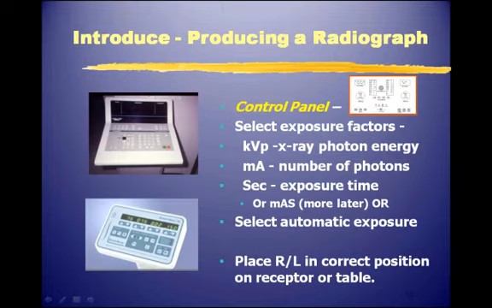The control panel is where you select your exposure factors. The kVp, remember, controls the energy of the photons as they leave the tube. The mA controls the number of photons, and the time is in seconds or milliseconds, and those two can be combined to make a total quantitative measure called mAs, and you can also select automatic exposure at that place.